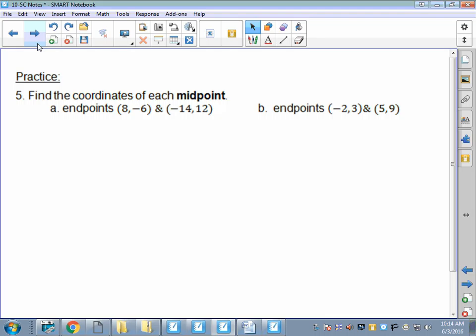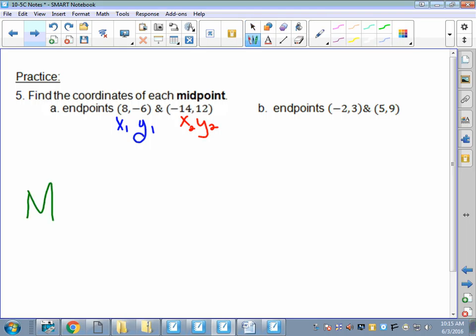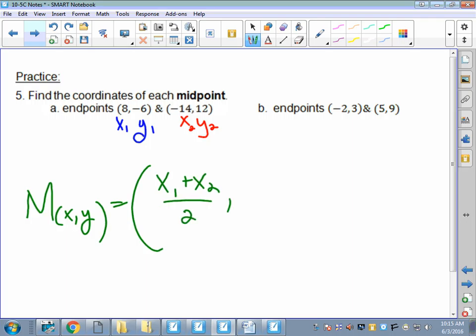If I want to find the coordinates of these, that means I've got ordered pairs here, right? For example, 5a, I've got endpoints at 8, -6, and -14, 12. So I'm going to label this x1 and y1, x2 and y2. And now I'm going to use my formula. Midpoint as an ordered pair equals, add up the x's and divide by 2, add up the y's and divide by 2.